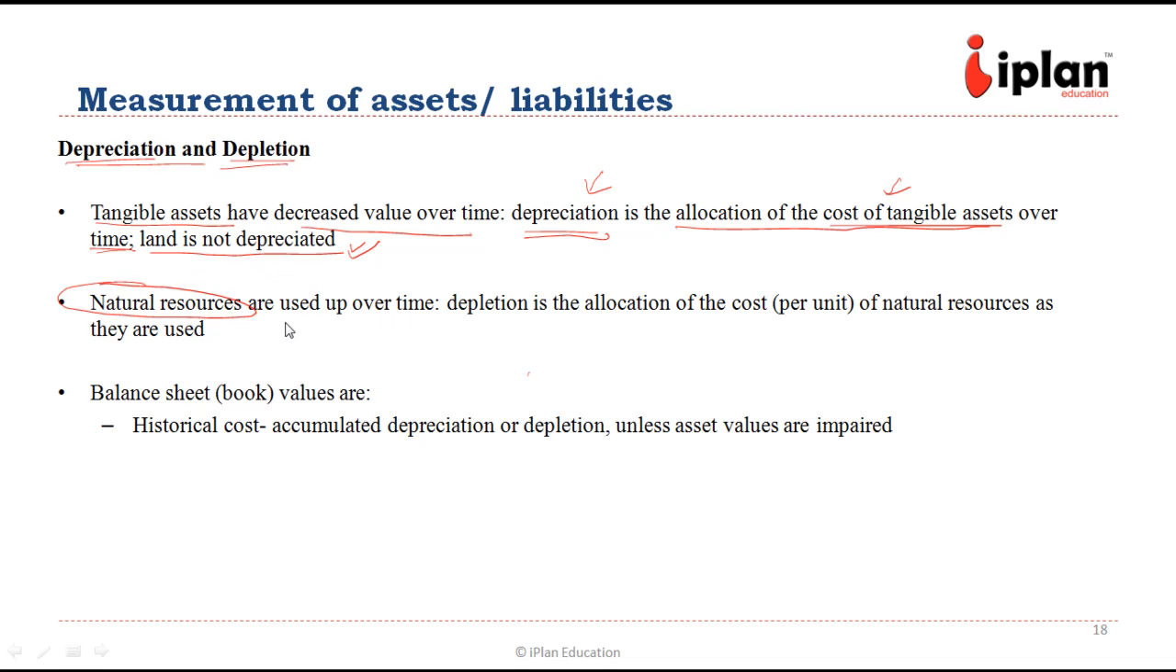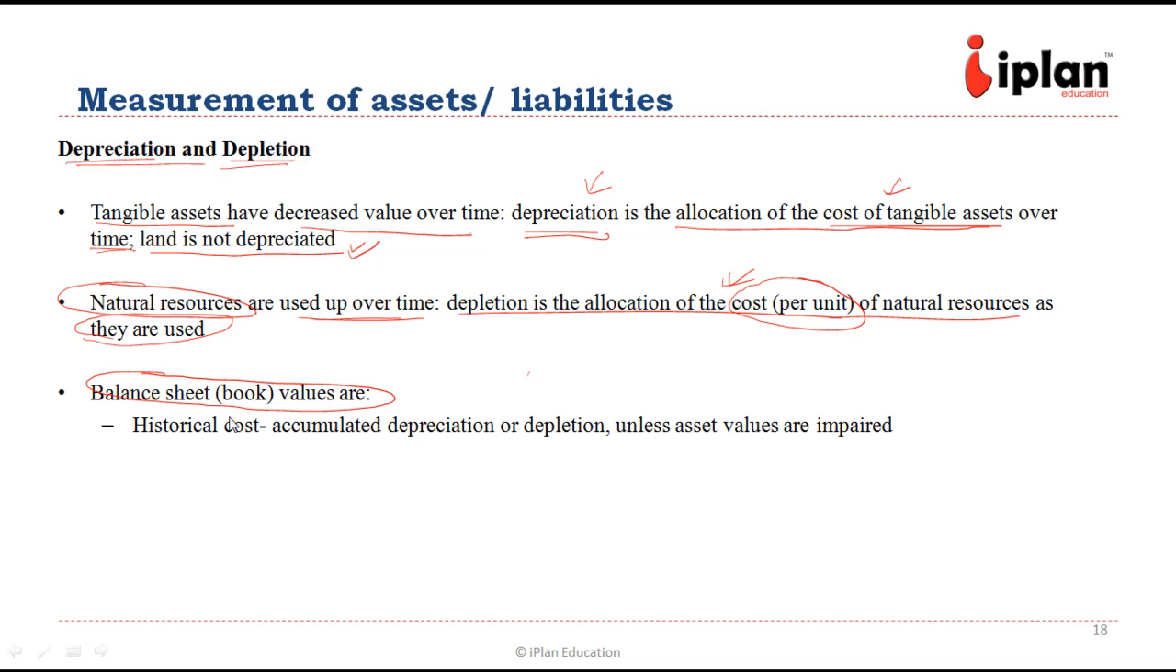Then let us look at the natural resources. As we know, natural resources such as mines or oil fields are used up over time. So they get depleted with usage. Depletion is the allocation of the cost of natural resources, and they are used as cost per unit. As the natural resources are used by the firm, the depletion rises. That is why it is not based on time, it is based on the cost of natural resource used per unit.